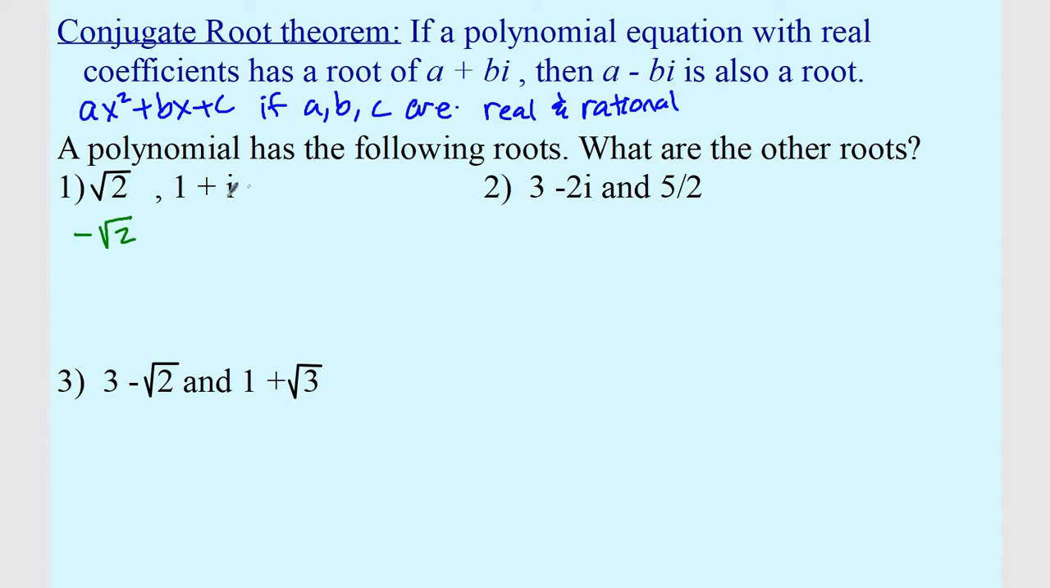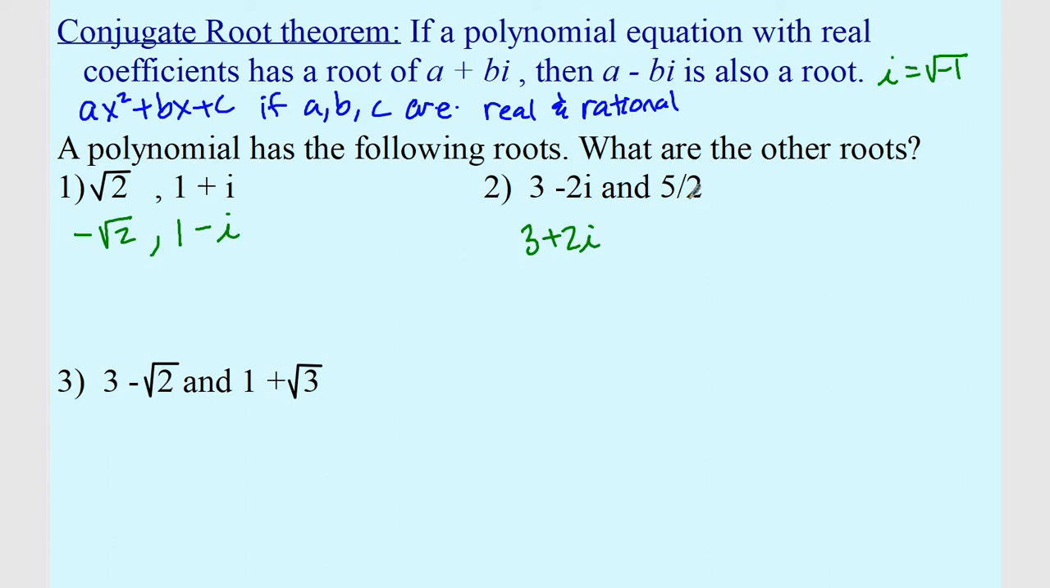1 plus i, that's a radical. Remember, i is just the square root of negative 1. So the conjugate of 1 plus i is 1 minus i. So this polynomial would have 4 roots, so that all the coefficients would be real and nice. Okay, number 2. If I had 3 minus 2i, then I have to have 3 plus 2i.